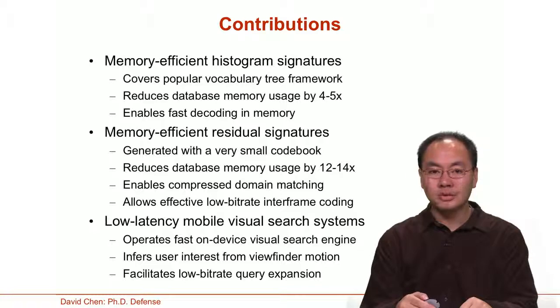They can reduce the database memory usage by 4 to 5 times without any loss in the matching accuracy, and they enable fast decoding in memory.